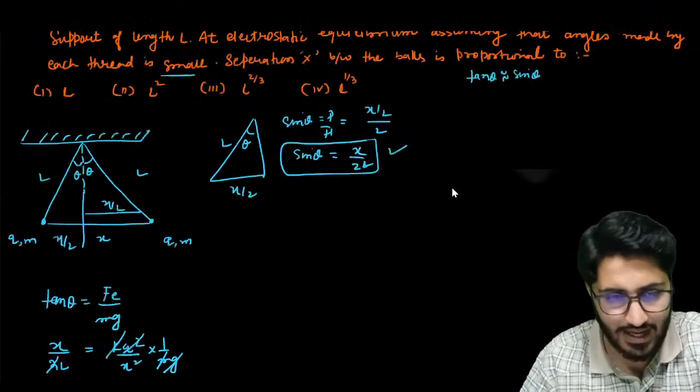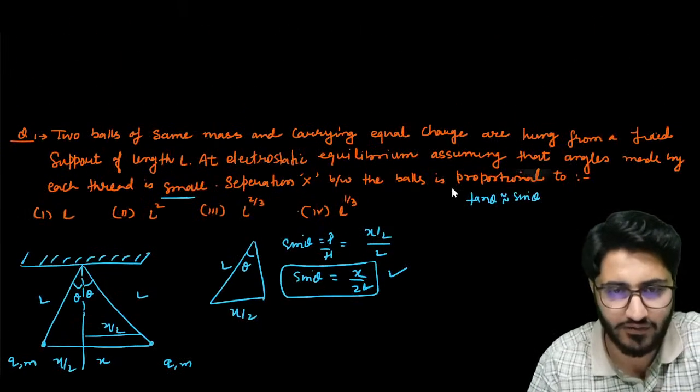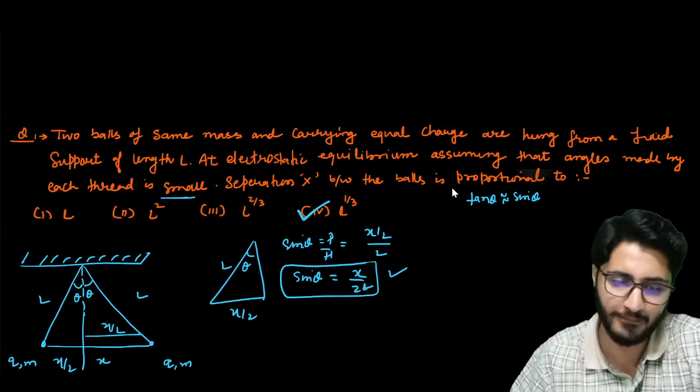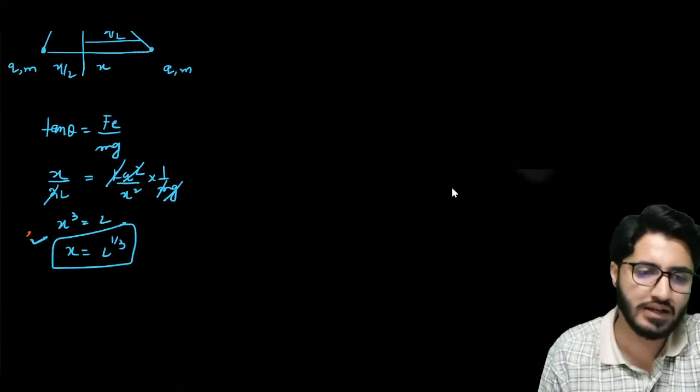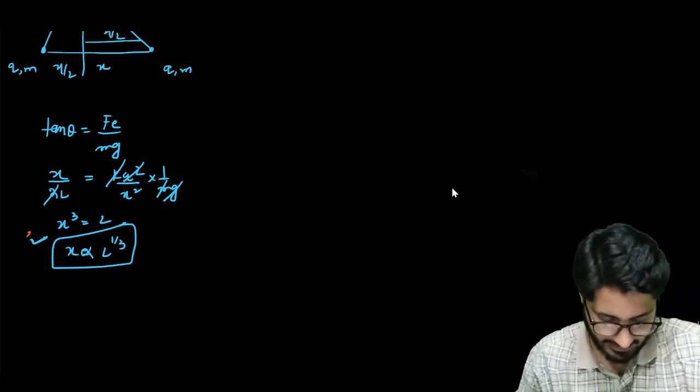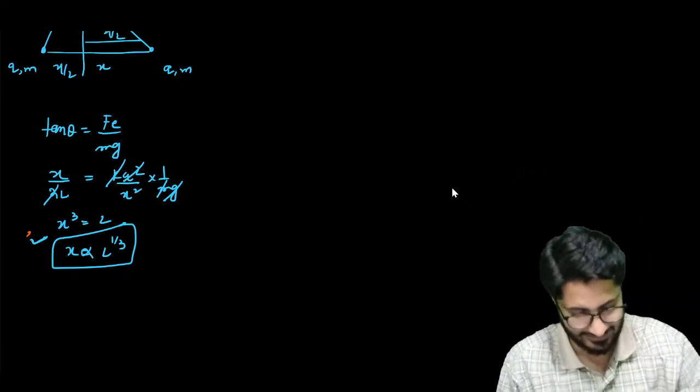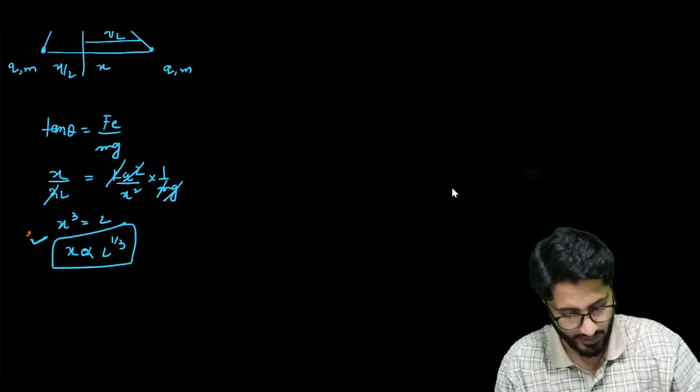So I guess I can write L to the power 1 by 3, option 4, no? Option number 4 is correct. It's proportional here. Yes, 4 is correct.